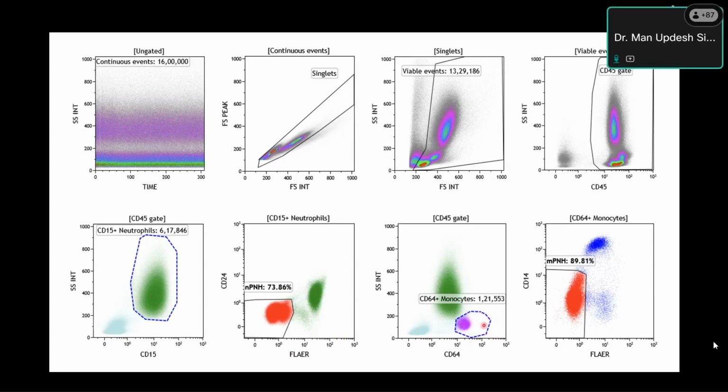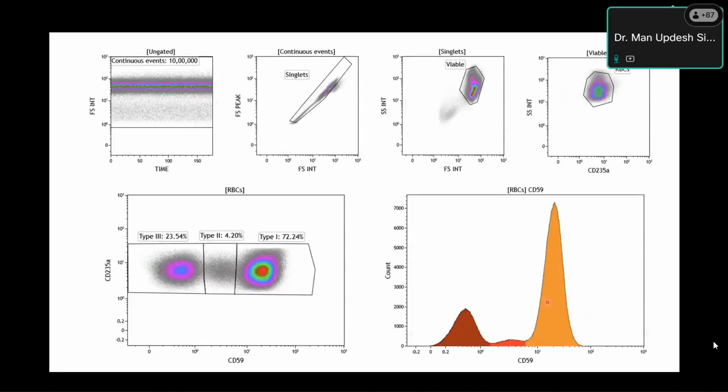The monocytes are gated on CD64 and plotted here. And a rather large chunk of monocytes, 89%, are not expressing CD14, which is a GPI linked protein, and are not expressing FLAER. Some of the monocytes are normal, and they are expressing both CD14 and FLAER. So there's a major clone of PNH neutrophils and a major clone of PNH monocytes in this patient. This is not the usual picture in aplastic anemia.